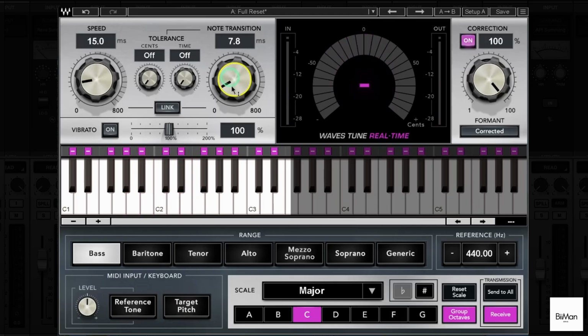Guys, let's just leave it here at 7.8 milliseconds. We are going to play with other controls and come back to it eventually.